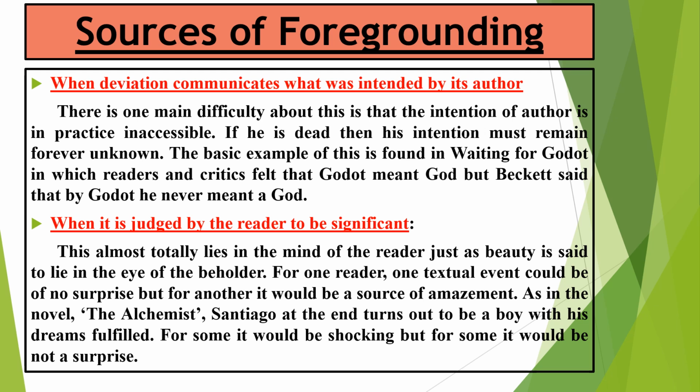As in Waiting for Godot, readers and critics felt that Godot meant God, but Beckett said that by Godot he never meant a god. So this would lead to a different interpretation. This would lead readers to think differently from multiple points of view. So here foregrounding is used when it is judged by the reader to be significant, when they find that any event in the text is significant, and it would be shocking for them how it was possible, and how the author of the text has arranged those events.